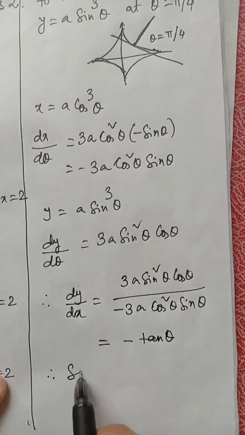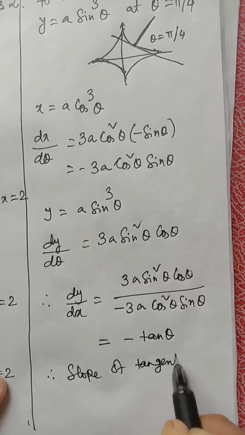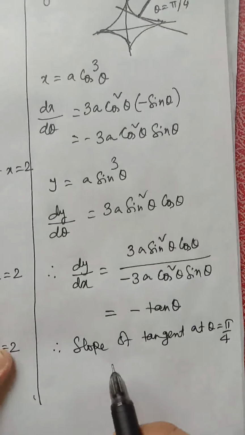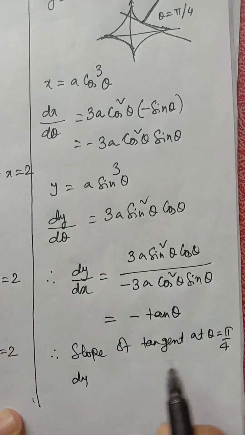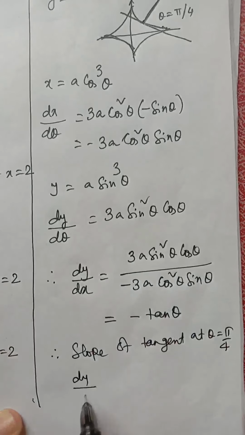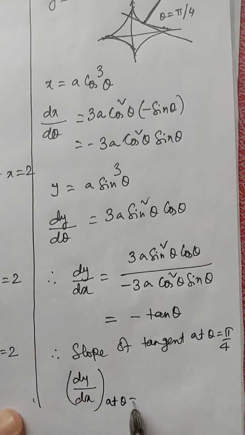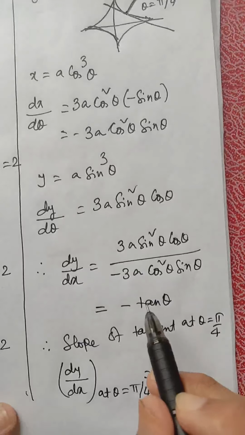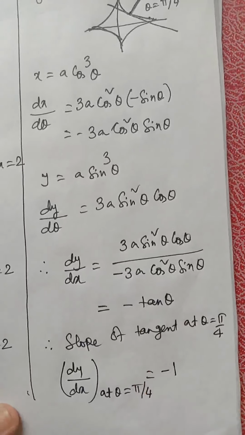Therefore the slope of tangent at theta equal to pi by 4 is dy by dx at theta equal to pi by 4. Now this is the value of dy by dx, and at theta equal to pi by 4, its value will be minus tan of pi by 4, which is minus 1. So minus 1 is the slope of tangent.